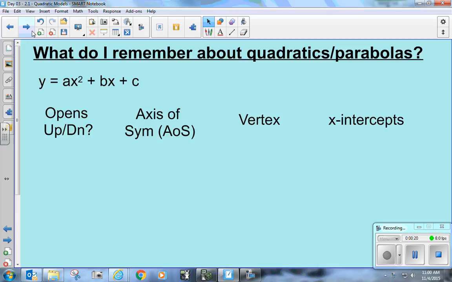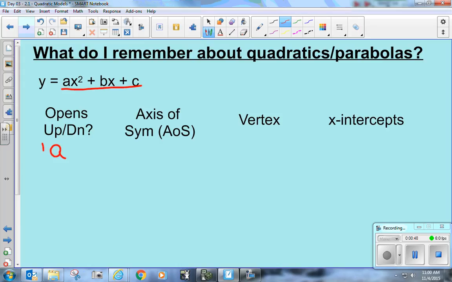So, what do I remember about quadratics and parabolas? Okay? We have the ax squared plus bx plus c form right here. That's what we have. We're used to seeing that. How can I tell if that parabola opens up or down? If it's positive or negative, what specifically? The first thing, my A, right?